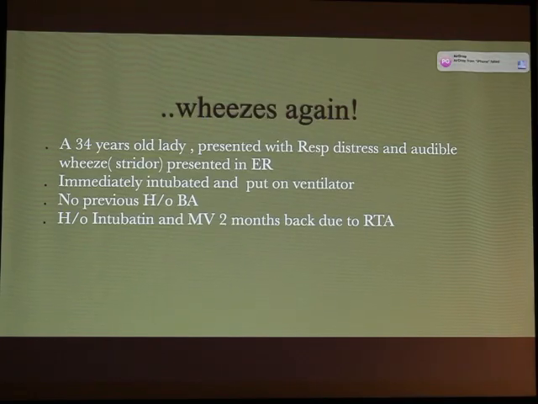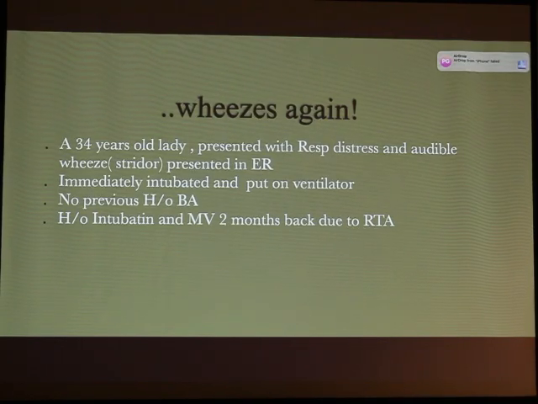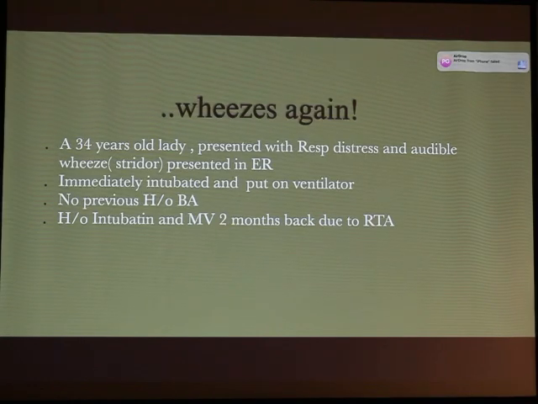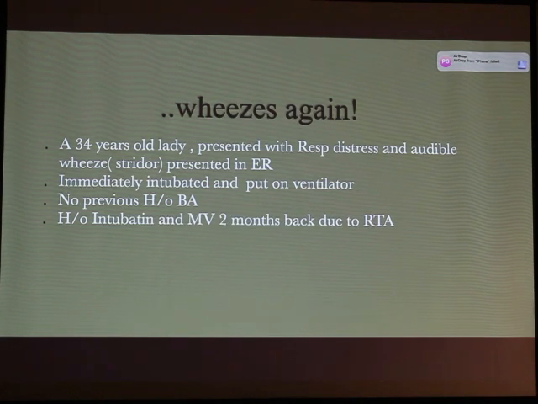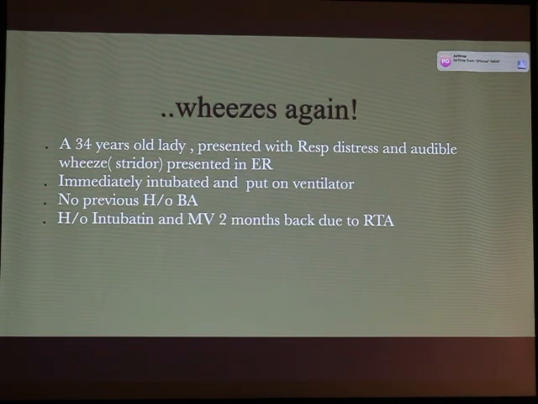Now there is another cause of wheezes. It was not in a child; it was a 34-year-old lady who presented with respiratory distress and audible wheeze, stridor in the ER, immediately intubated and put on ventilator, with no previous history of bronchial asthma. It was very difficult to believe that at 34 years, for the first time, she is presenting with symptoms mimicking bronchial asthma. In the morning when I came for my rounds, I was told that she has acute severe asthma. On probing, we found out that she had a history of intubation and mechanical ventilation 2 months back because of a road traffic accident. That helped us to make a diagnosis.